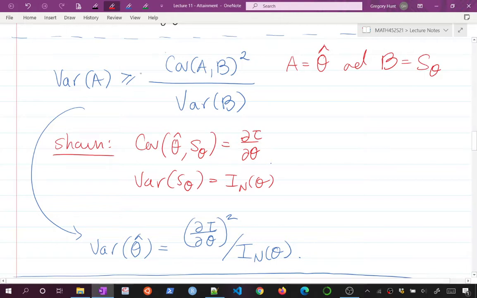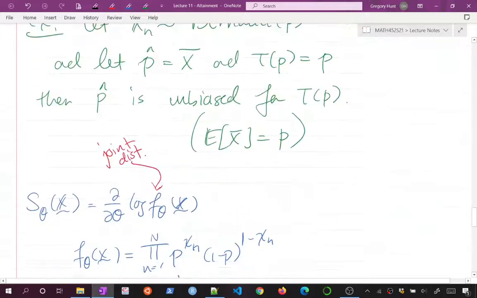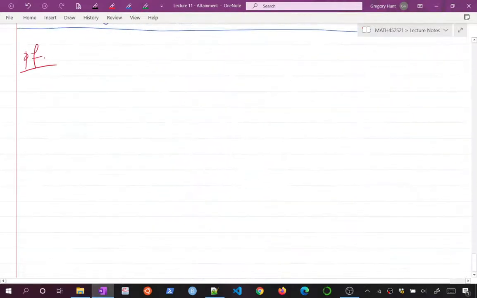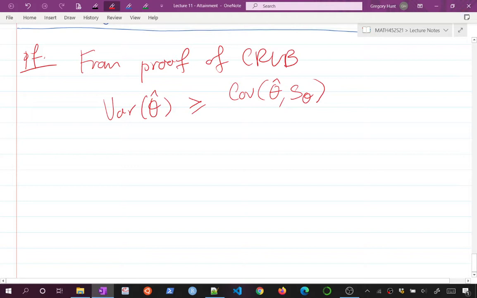And notice that, let's just rewrite it. From the proof of the CRLB, what we had basically shown is that the variance of theta hat is bigger than or equal to the covariance between theta hat and our score over the variance of our score.